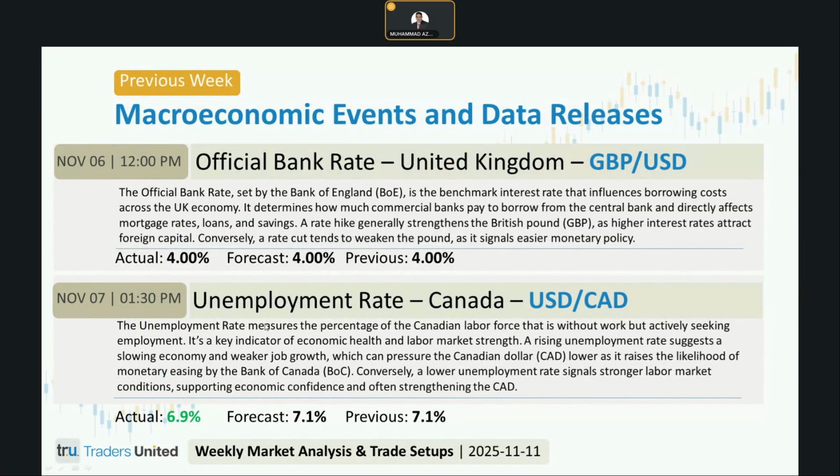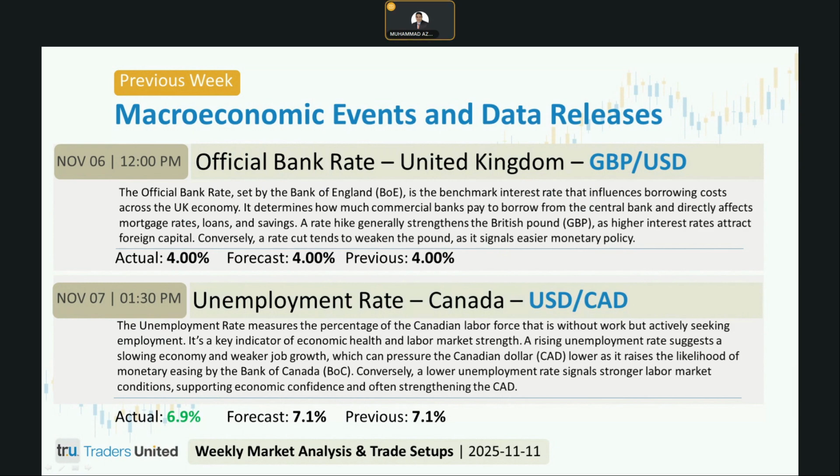The next one is the unemployment rate related to Canada. So what is the unemployment rate? The unemployment rate measures the percentage of Canada's labor force that is without work but actively seeking employment. It is a vital indicator of overall economic strength, household spending capacity, and business confidence. A rising unemployment rate typically signals a slowing economy and weaker labor conditions, putting downward pressure on the Canadian dollar as it raises expectations for monetary easing by the Bank of Canada.